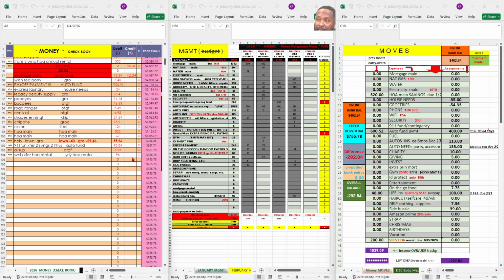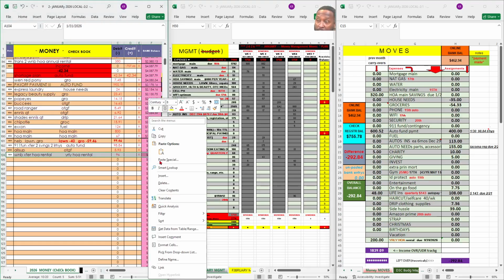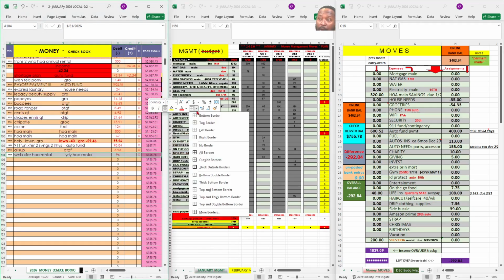This balance appears because I have not yet entered any of the transactions that have happened since the last time I balanced. The last time I balanced, the total amount was $755.78 as shown right there. And I'm going to enter a thick bottom line here to signify where I last balanced, okay?